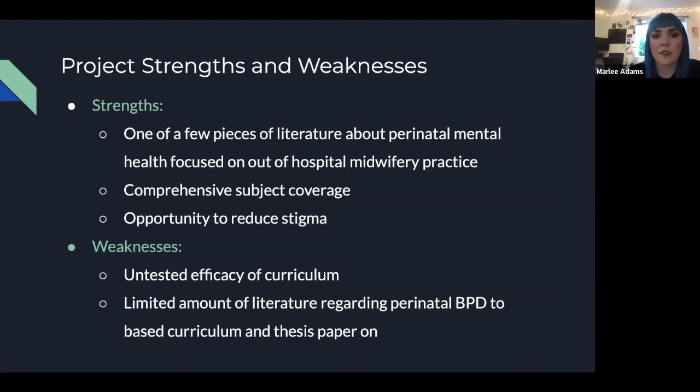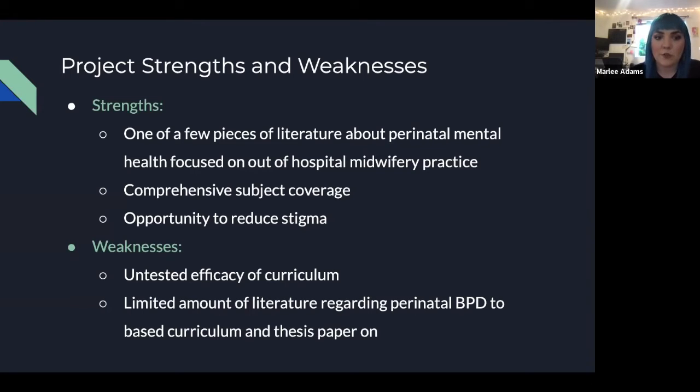The other thing is that there's very good comprehensive subject coverage. Most of the studies and literature I found were only focusing on very small, narrow areas of perinatal bipolar disorder care and not the larger picture that my project has done. And finally, my project offers the opportunity to reduce stigma about perinatal bipolar disorder.